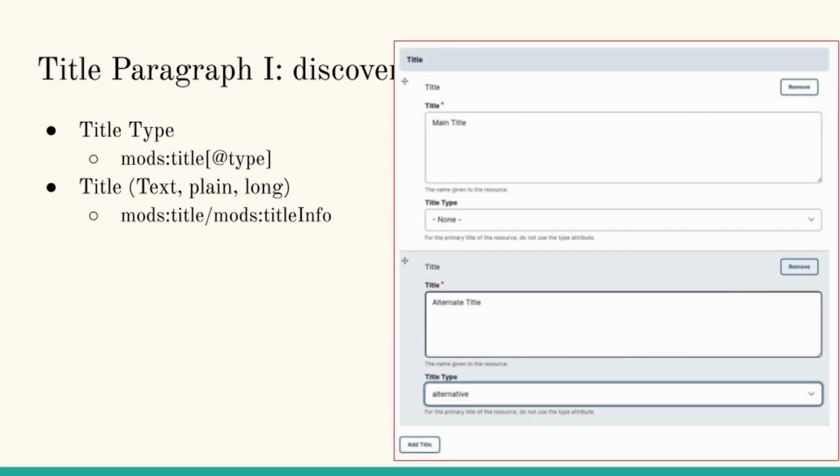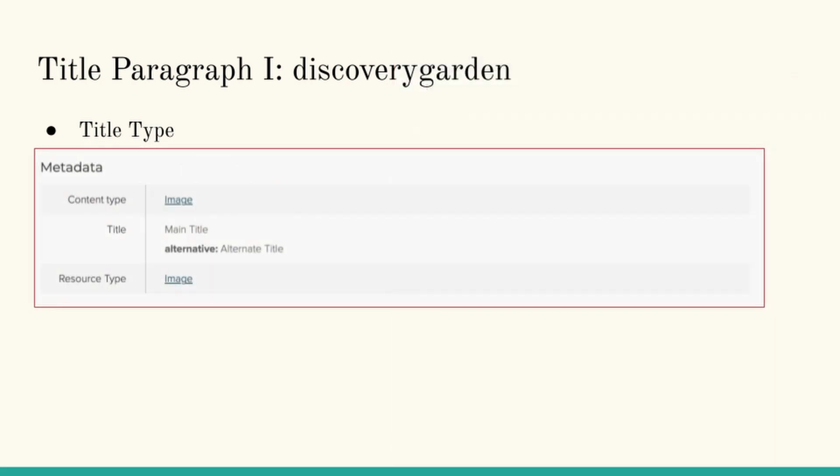And this is the way it looks on the metadata form there. You can see the field for the title value, and then a drop down where you would select either none if it's just the main title, or alternative, etc. And that's the way we have it appearing on the metadata display. You can see the main title there, and then the one.